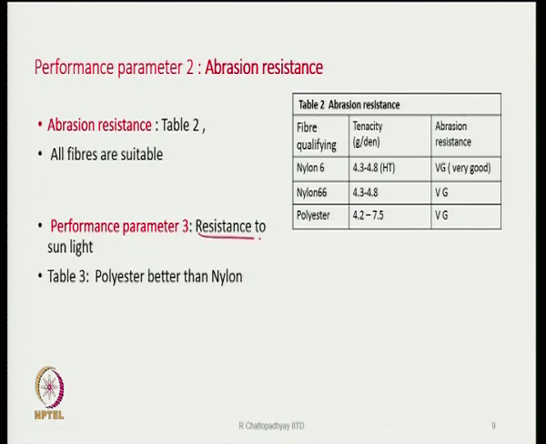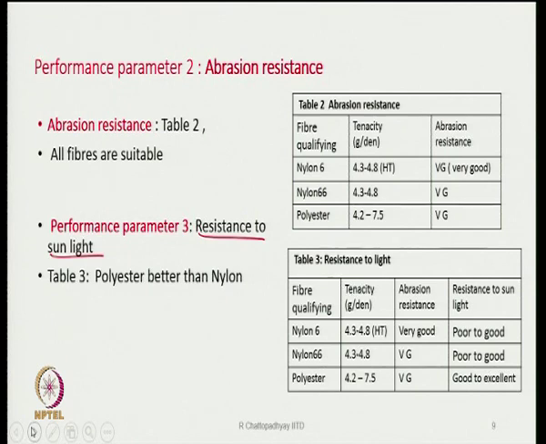Now, we use another criteria, resistance to sunlight. This is another criteria that we are imposing, because the car may be lying under the sun and hence the sunlight may be falling on the belt, and therefore, the belt should not get damaged by the UV of the sunlight. So, that could be another criteria, and if we see the resistance to sunlight, we will see that polyester has good to excellent behavior, whereas nylons are poor to good.